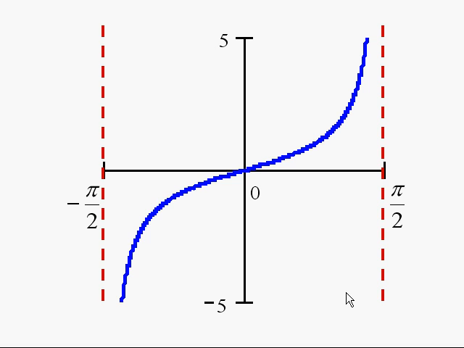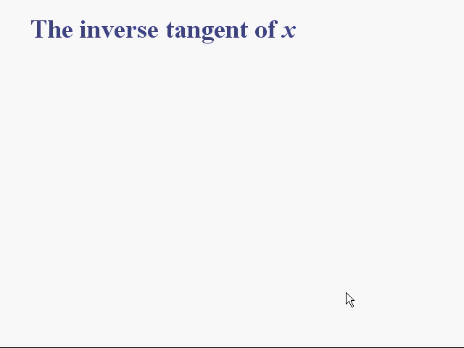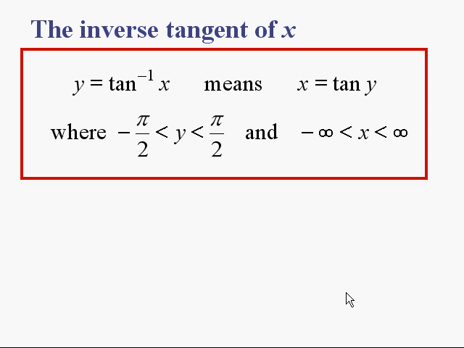Okay, so there's my tangent graph. What's true about the inverse tangent is that we're looking at values of the angle between minus pi over 2 and pi over 2 that have a particular numerical value associated with that angle for the tangent function.